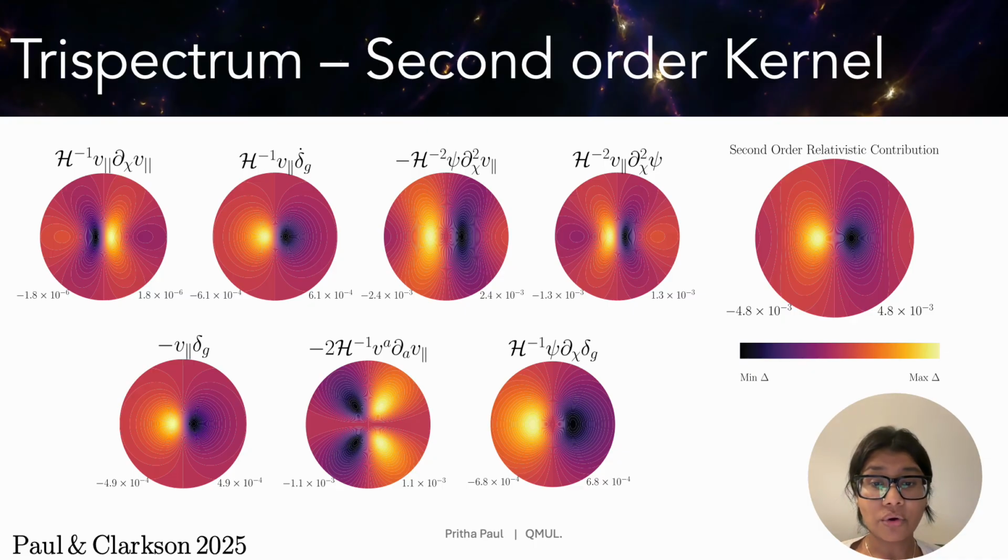So instead of all of the terms being symmetric on both ends, now the first and the second row are representative of the individual relativistic terms, and the top right panel shows the total second order relativistic contribution. But all of the terms, the individual terms and the total terms, are asymmetric along the line of sight. Some form a dipolar pattern, some form more of a butterfly pattern, but both show an overdensity on one end and underdensity on the other.